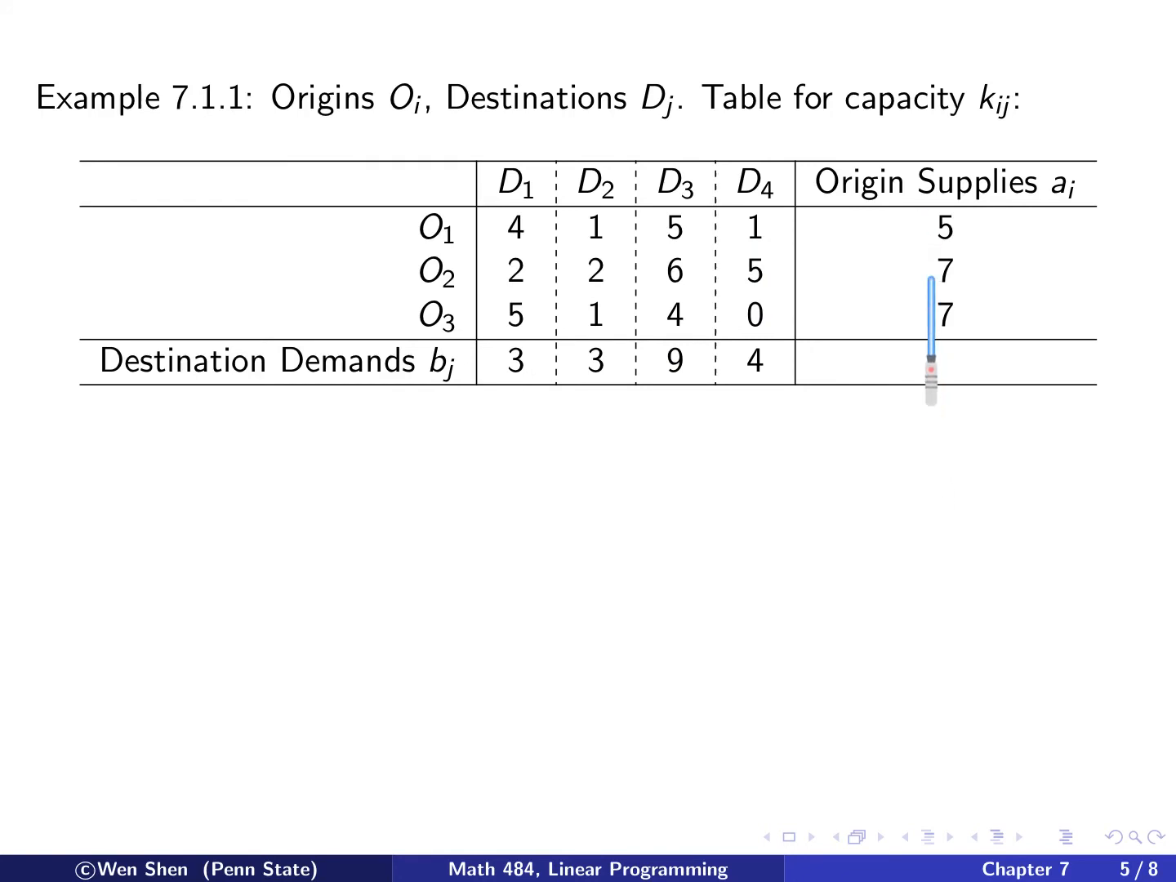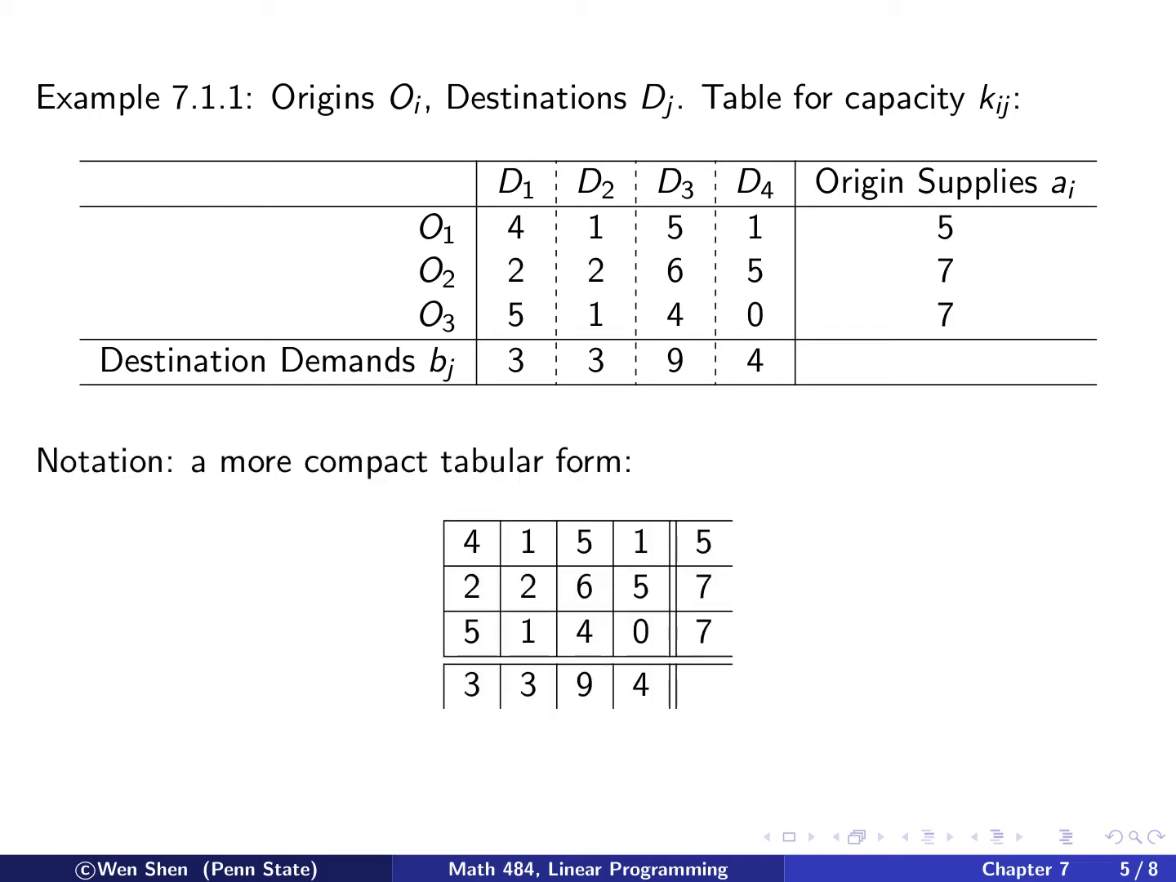And this constant column here would be the supply at the origin Oi. So this is the Ai here: 5 units at origin 1, and 7 and 7 at origins 2 and 3. And then the last row here is the destination demand. So destination 1 must have at least 3 units, and for destination 2, also 3 units, and then 9 units, and 4 units. Okay, so that's the data being presented in this tabular form.